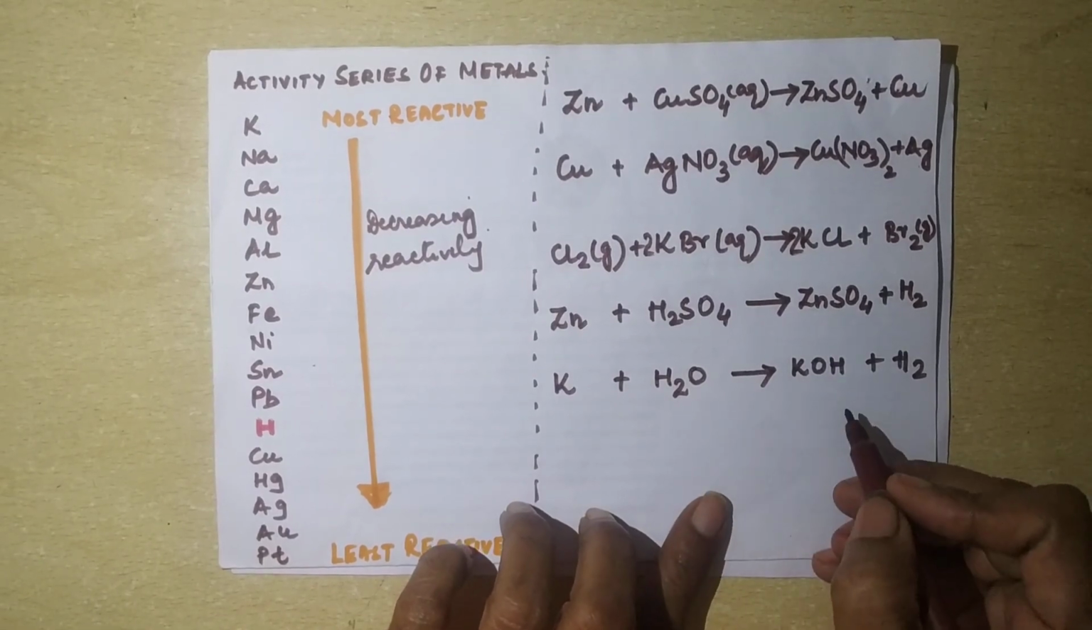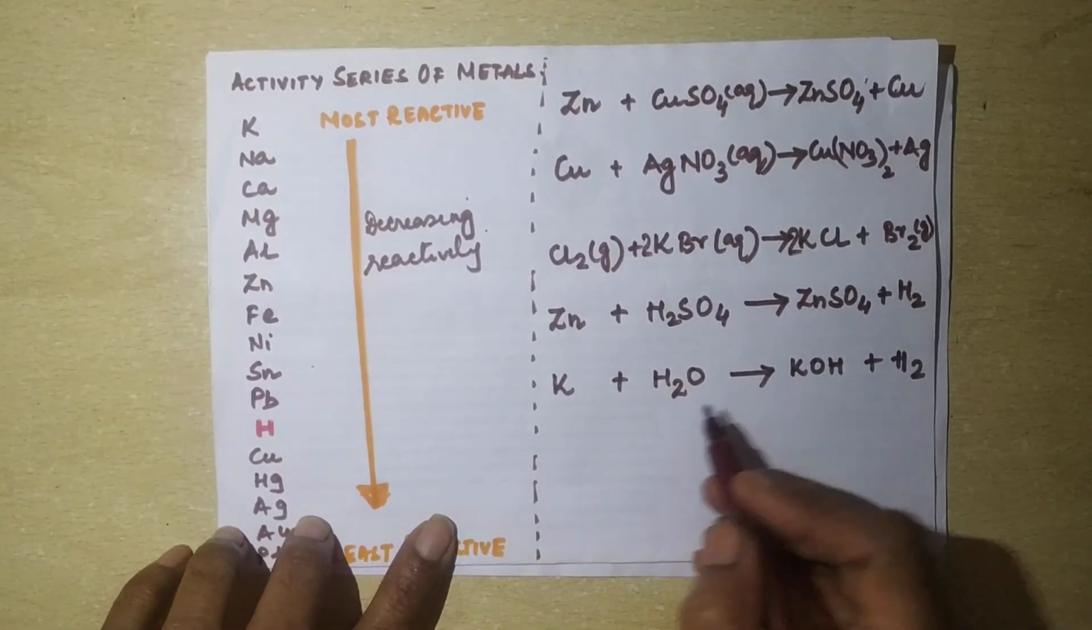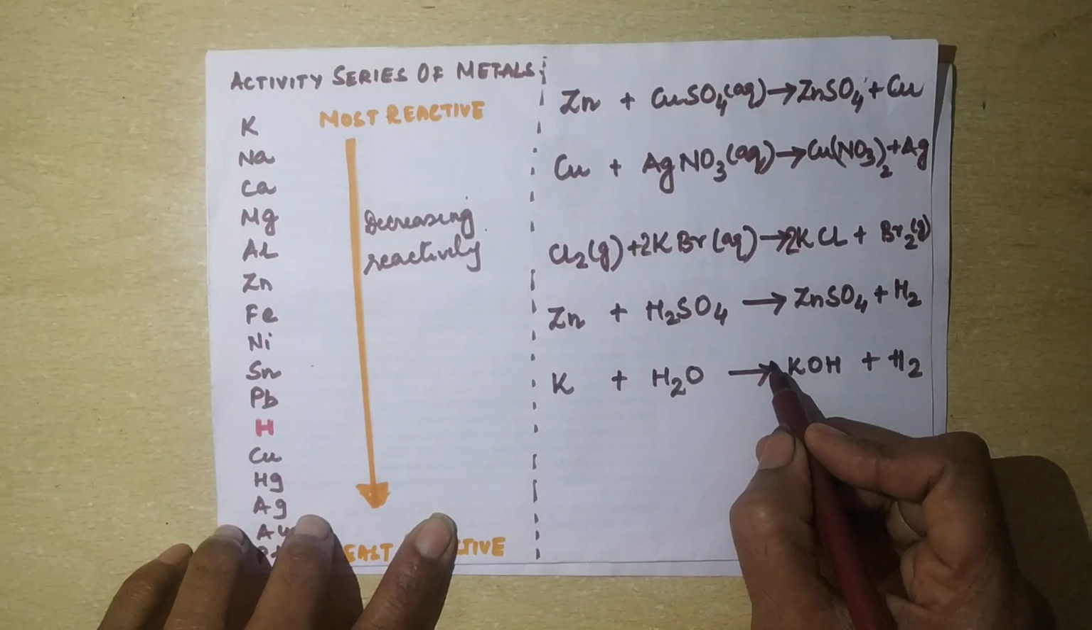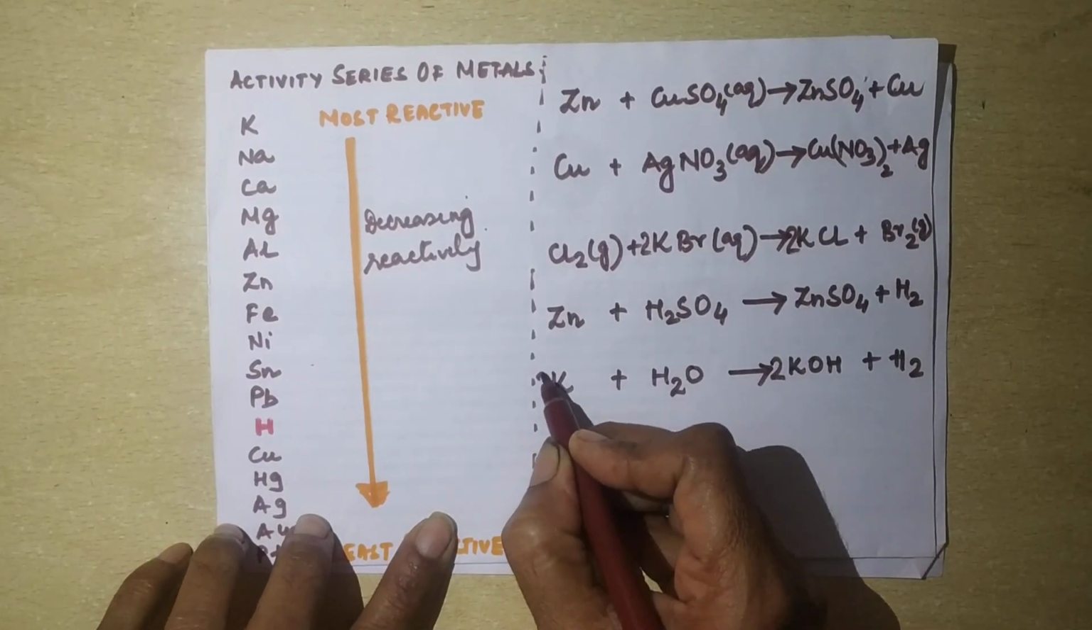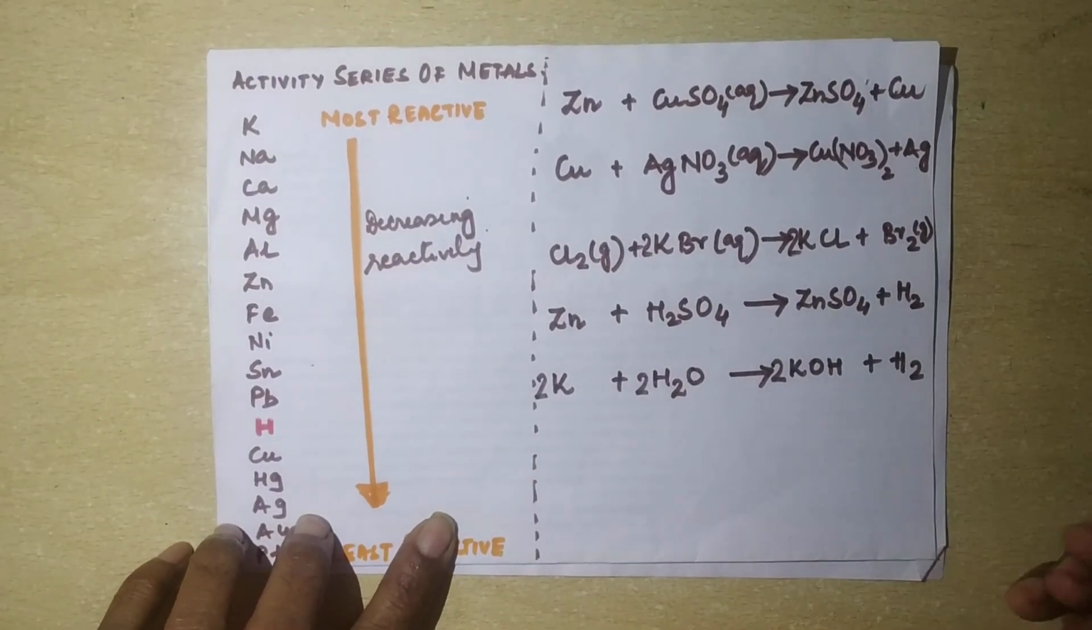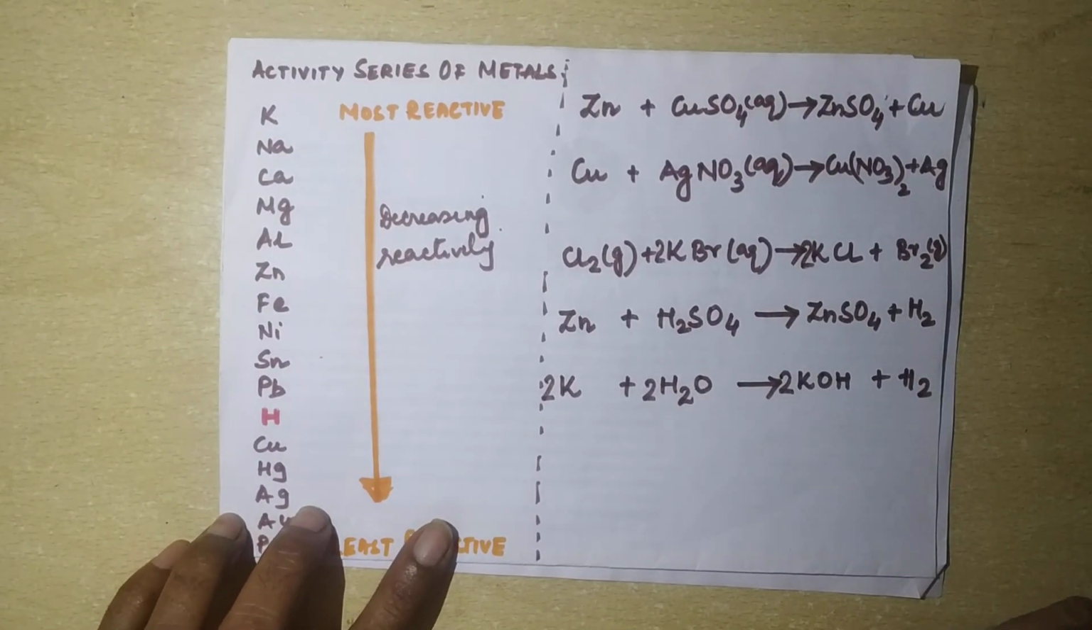You have to balance it. So how to balance it? Let us put 2 over here, and 2 potassium and 2 water. So these were some of the examples of displacement reaction. Let us wind up.